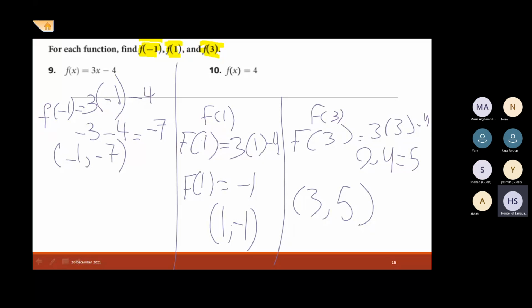Make 10 homework. I will solve it tomorrow. So f of negative 1 in number 10 will be what? And f of 1, and f of 3. Bravo. They are 4, yes. Tomorrow I will explain how, okay?